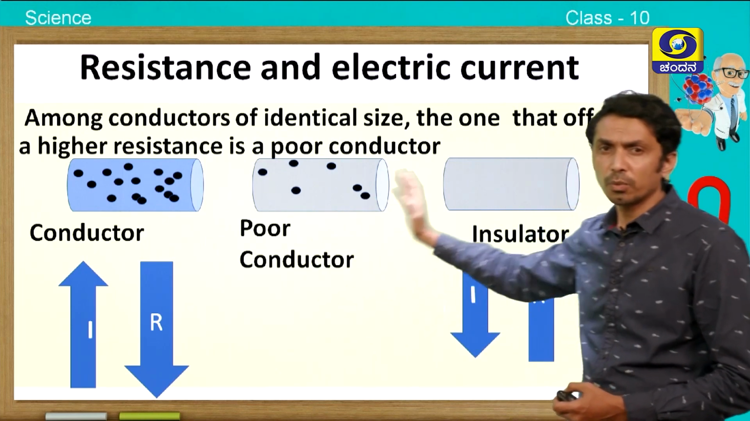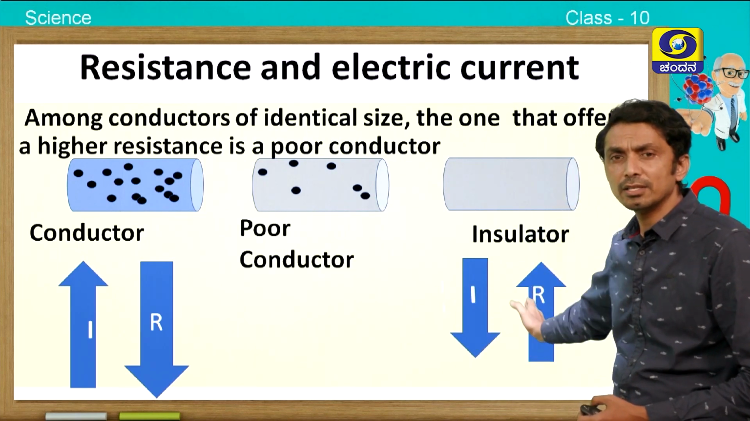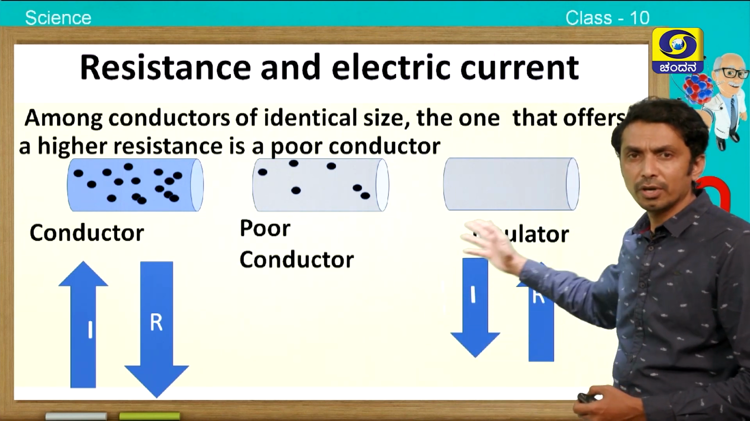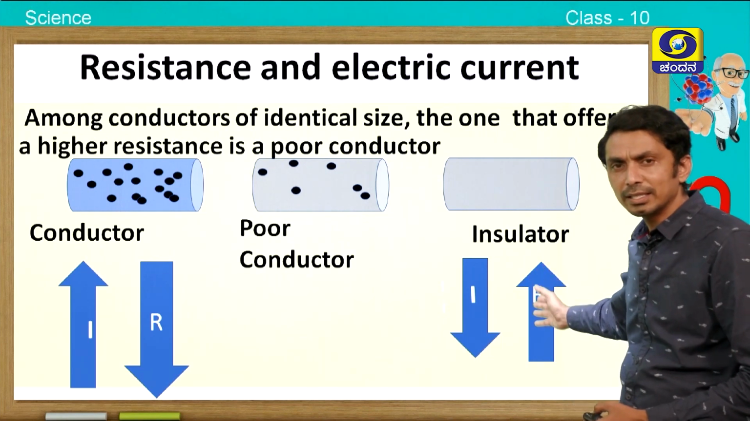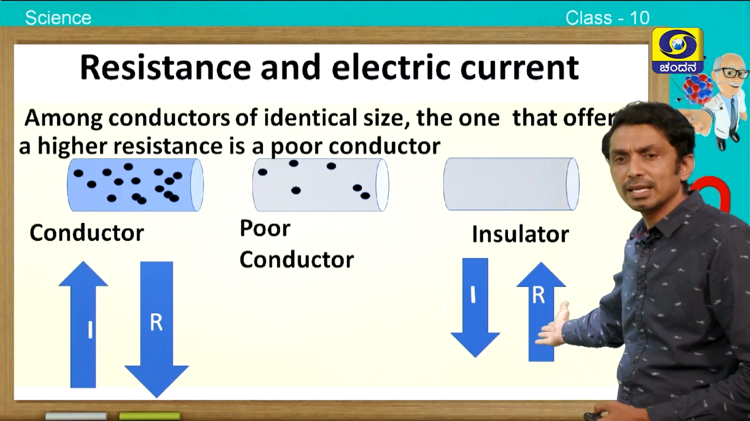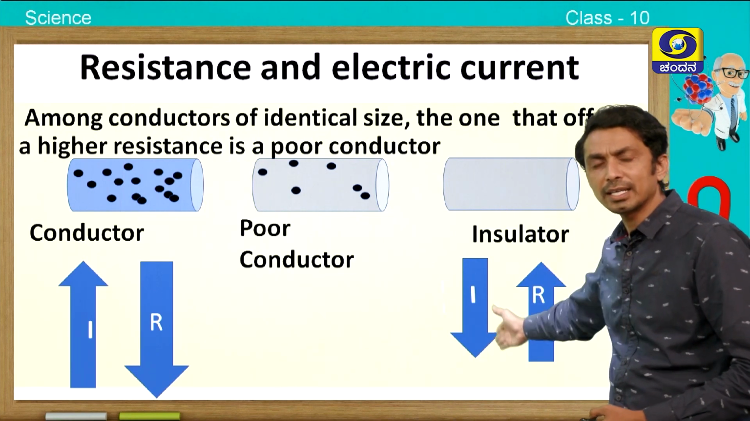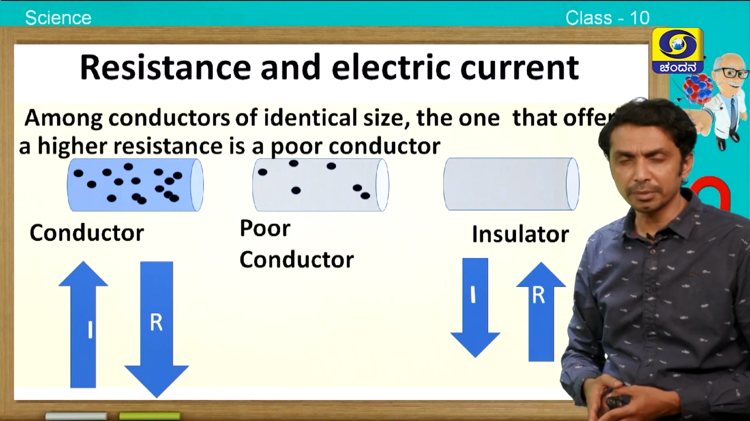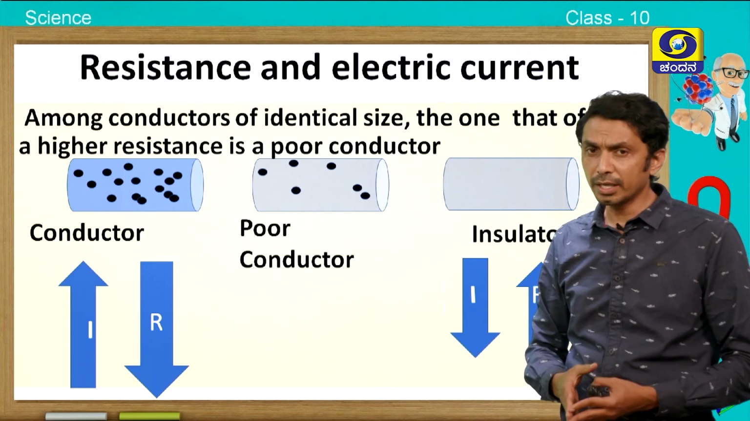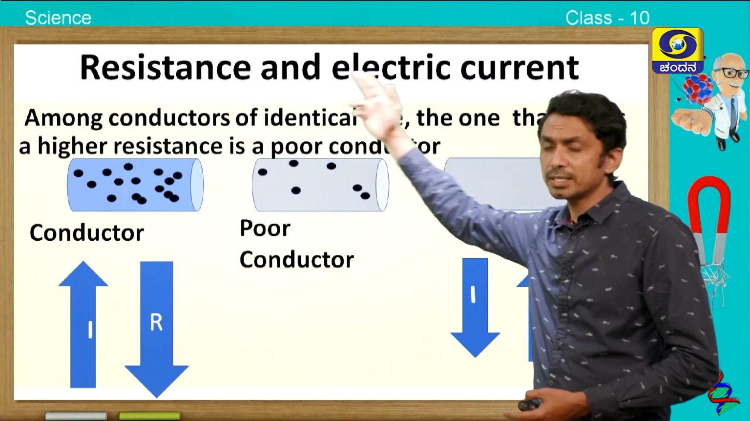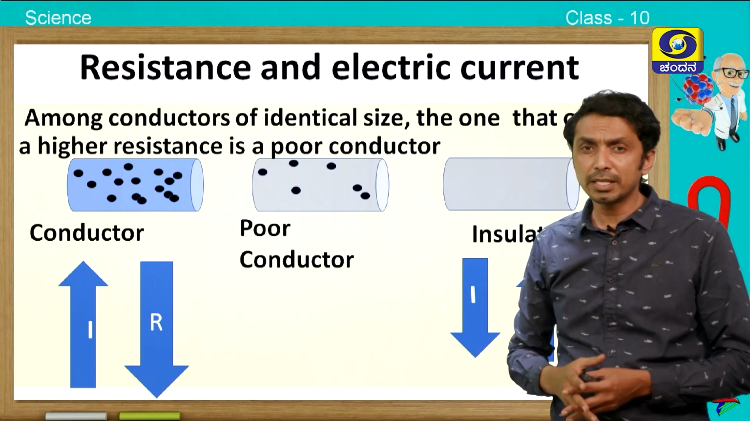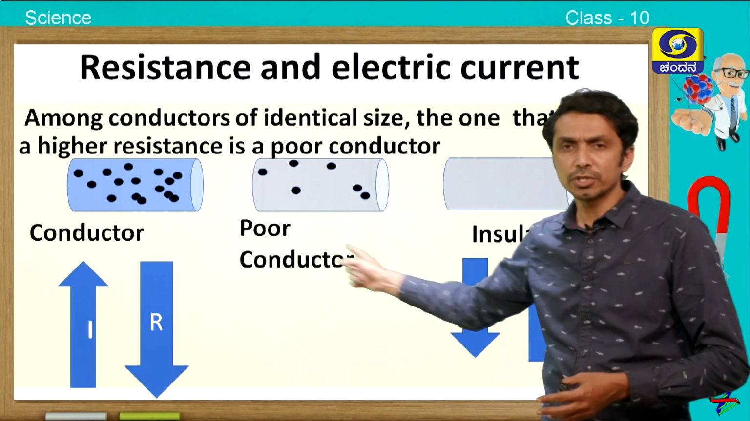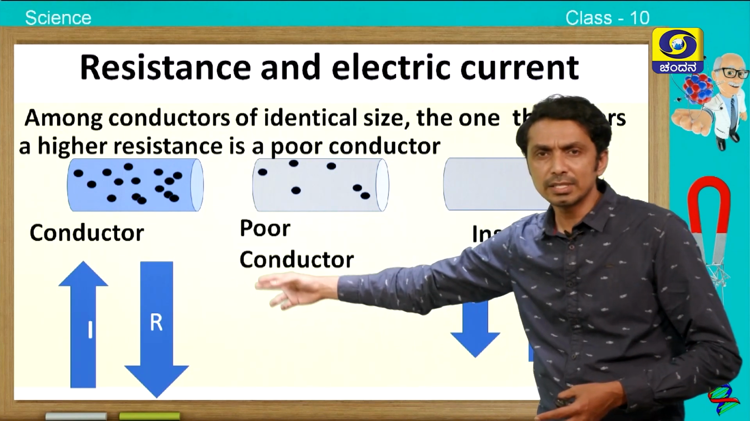Now, can you make out what is the difference between this insulator and the conductor? Yes, you are perfectly right, in the insulator the resistance is very high, whereas the electric current is less or very negligible. So, here we can say, how are resistance and electric current of any material related? Yes, they are inversely proportional. If one is high, the other one is low.